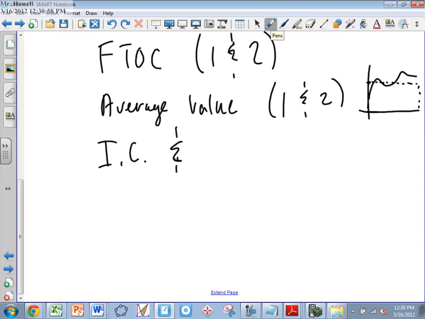Initial conditions and particular solutions. Remember, initial condition only occurs when it's f of 0. Anything else is considered a particular solution.